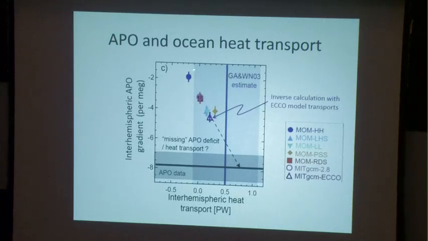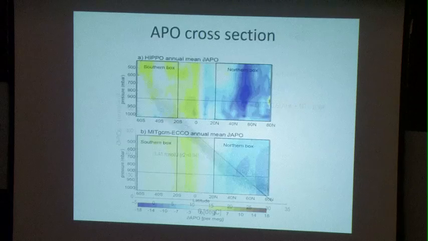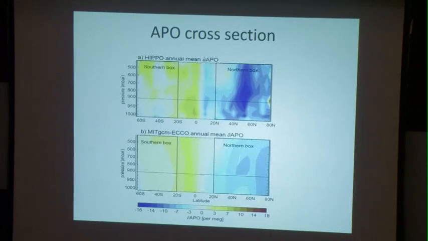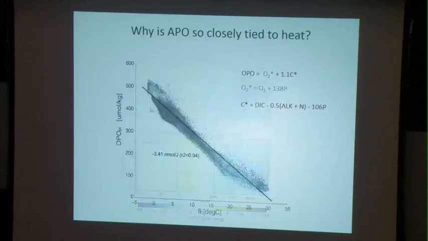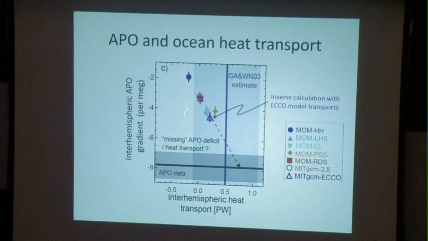This is a complicated slide, but what I want you to focus on here are these points. Each one of these is a measure of the interhemispheric difference in APO. So what's plotted there for each model is the difference between a box here and a box here. They're averages. So it's an attempt to capture this hemispheric asymmetry as depicted by the ocean models. And here is a similar estimate of the interhemispheric transport of heat using the same tracer approach using potential temperature data. And you can see they are very strongly correlated across these different models.